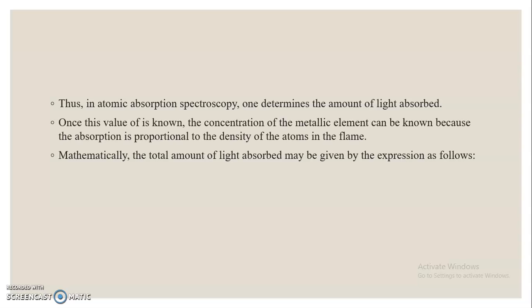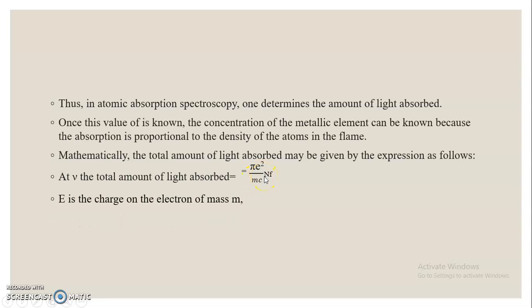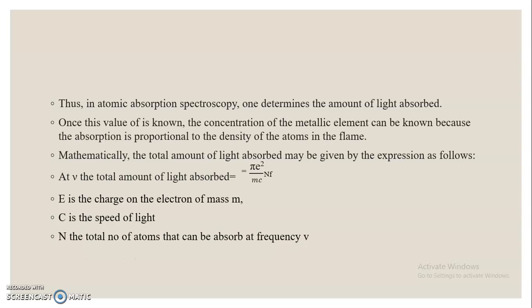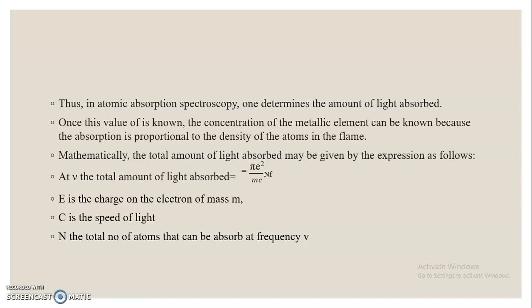Now mathematically, the total amount of light that is absorbed at a particular frequency, where ν denotes the frequency, is given by the formula πe² divided by mc into Nf. Here e is the charge of the electron, which has a mass m, c is the speed of light, and N is the total number of atoms that can absorb at frequency ν. So this is the formula by which one can determine the amount of energy that is absorbed by the respective elements.